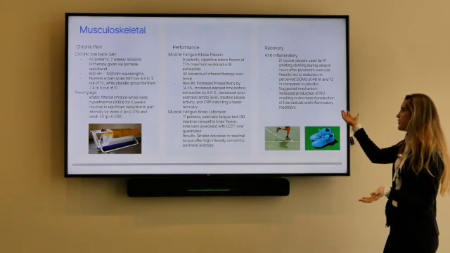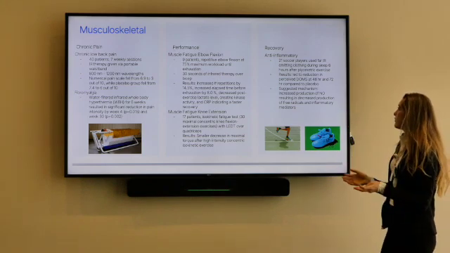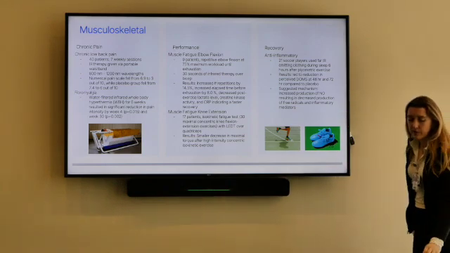And then a suggested mechanism is that the increased production of nitric oxide resulted in decreased production of free radicals and addressing the inflammatory markers within the body.